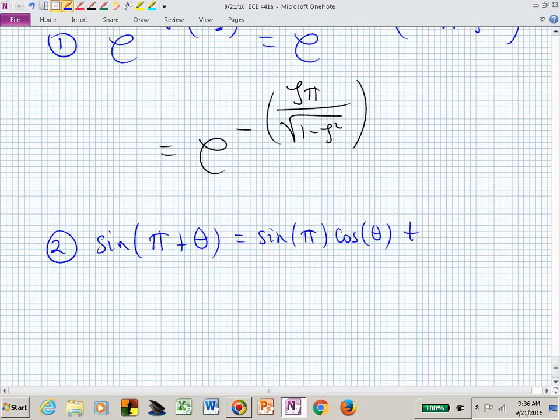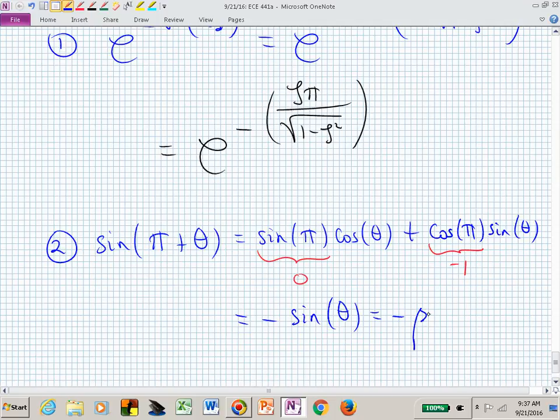Who knows if I remember any of these trigonometric identities, but now we have the sine, or let's say cosine of pi times the sine of theta. And this guy is 0, and this one is -1, so the expression sine of pi plus theta is actually minus sine of theta, but we've described that in terms of beta before.